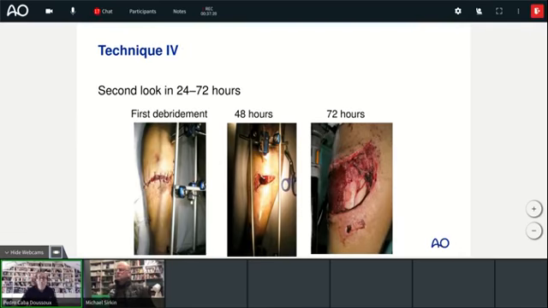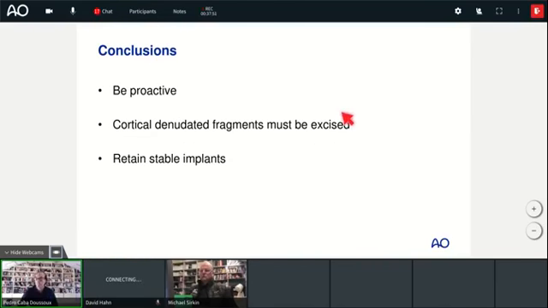Also very important to repeat the debridements. This is like when we treat open fractures, we have to re-debride every 2 days until we have a really clean wound. So in conclusion, be proactive, don't wait. Remove all the denuded cortical fragments. This is sometimes difficult to take that decision, and retain stable implants.